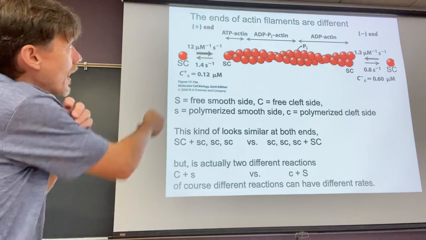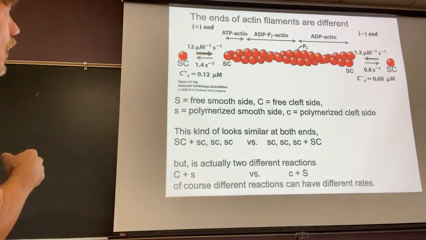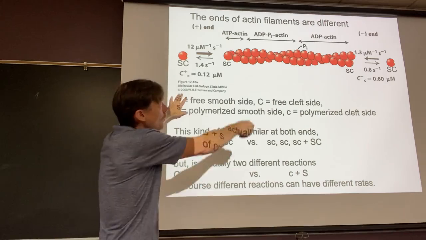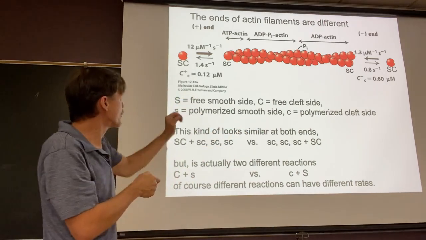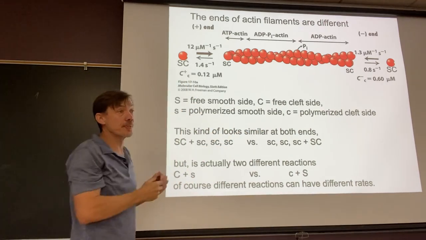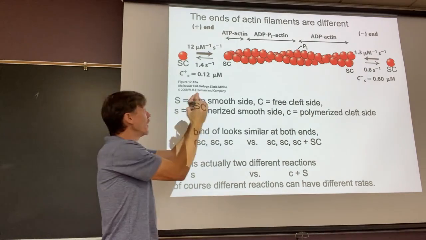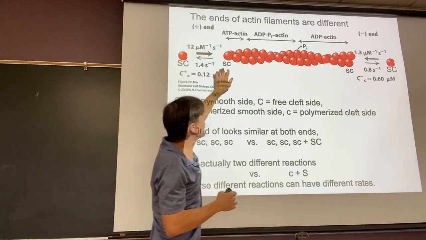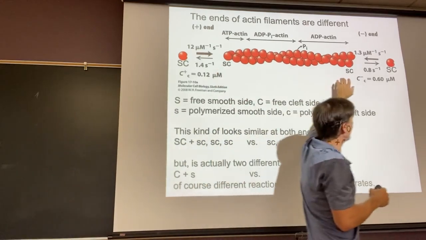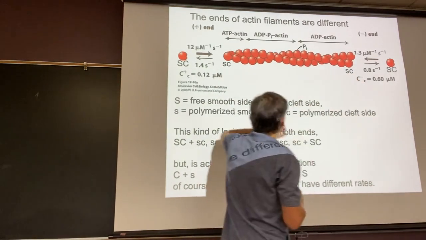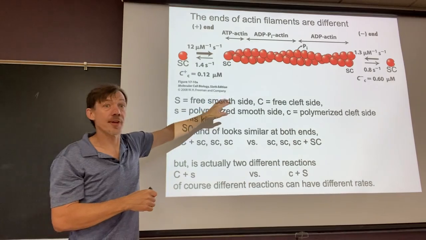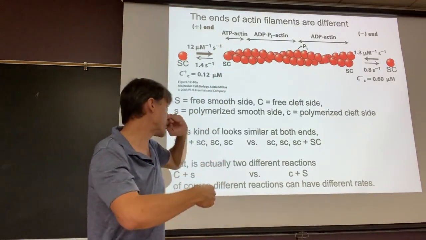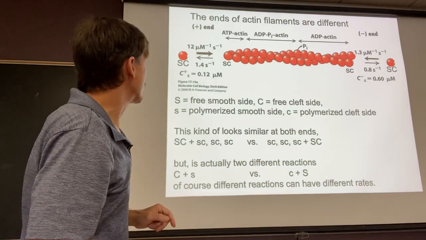So the ends of actin filaments are different, and one way to keep track of that is we can think of the monomers themselves as having a smooth side and a cleft side. So smooth and cleft, and you can see that carried over here and here. This is just a different way of saying that the ends of the filaments are different. They have different surfaces exposed.